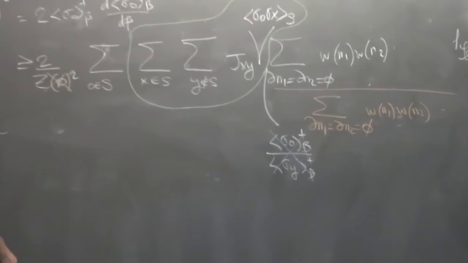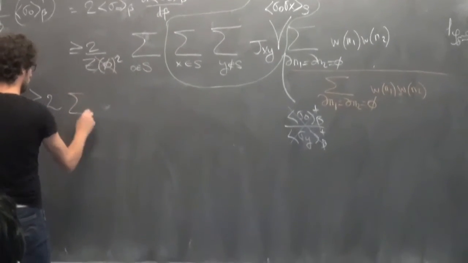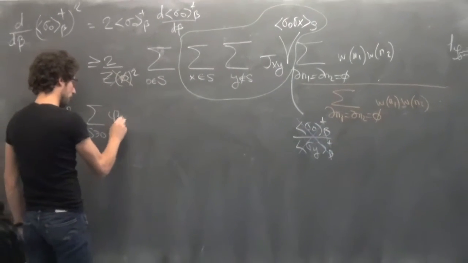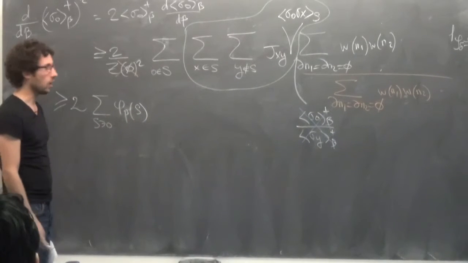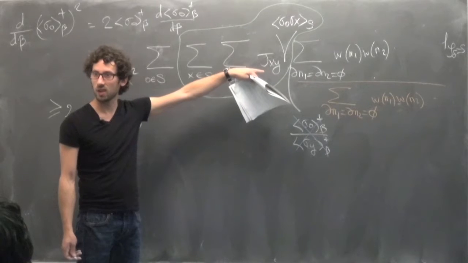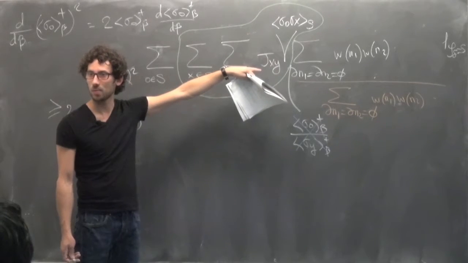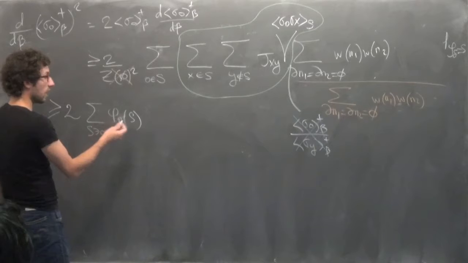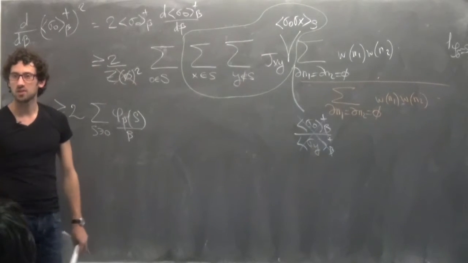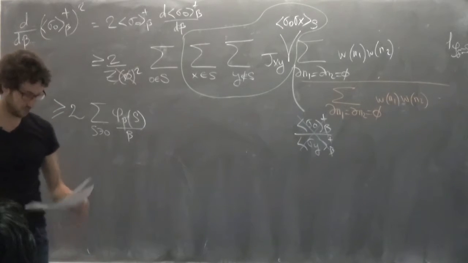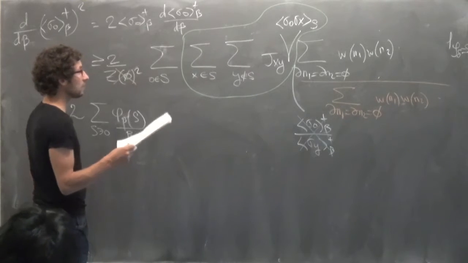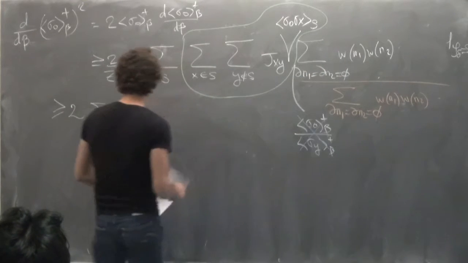And now you get, so 2, sum for s containing 0, you get phi beta of s. Sorry, it's not exactly phi beta of s because you get the jxy, and it was hyperbolic tangent of jxy beta. So you can easily check that it's larger or equal to this divided by beta. Hyperbolic tangent of x is larger than what it should be. And here, now what do you get?